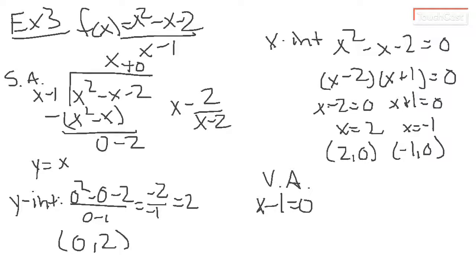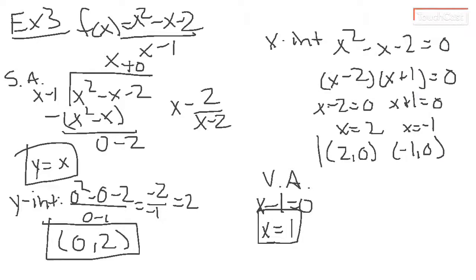So let's solve it for x. We'd add 1, and we'd find x is equal to 1. So we'd have an imaginary line there. And I'm going to circle all the important stuff we've found so far, because we're almost done.